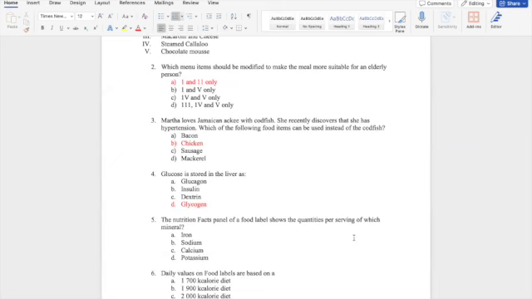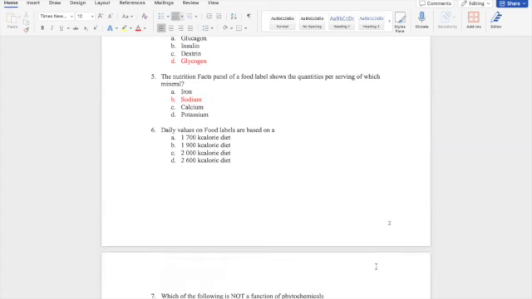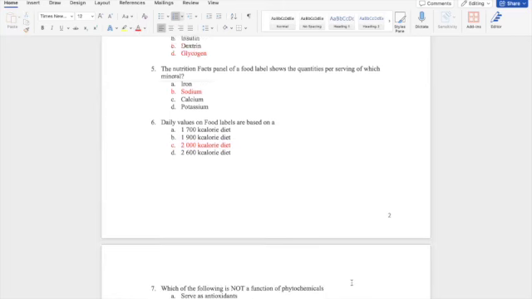Number 5, the nutrient facts panel of a food label shows the quantity per serving of which mineral? So which mineral will you have on the nutrient facts? You have sodium, and you know sodium is salt intake. All right, so that's the answer. Let's go down. Number 6. Daily calories on food labels are based on what? So the daily calories will be 2,000 kilocalories per diet.